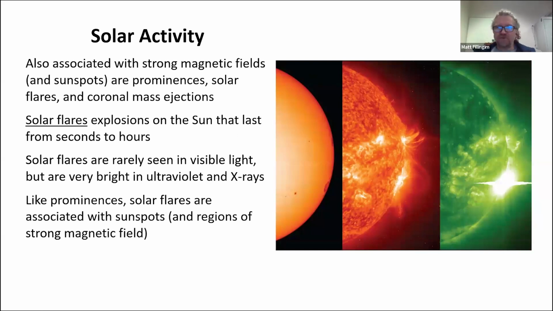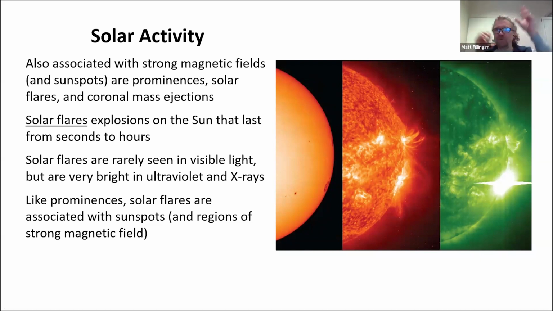Okay, so also associated with prominences, sometimes we see solar flares. And solar flares are explosions in the sun that basically last from seconds to hours. And again, these are not seen in visible light, but they're often seen in ultraviolet light and even X-rays. And so here's a sequence of images showing visible light. We see the dark spot here, that's the sunspot. And in ultraviolet light, we see these big loops. It's very bright down there. And in X-rays, we see actually a really bright spot.